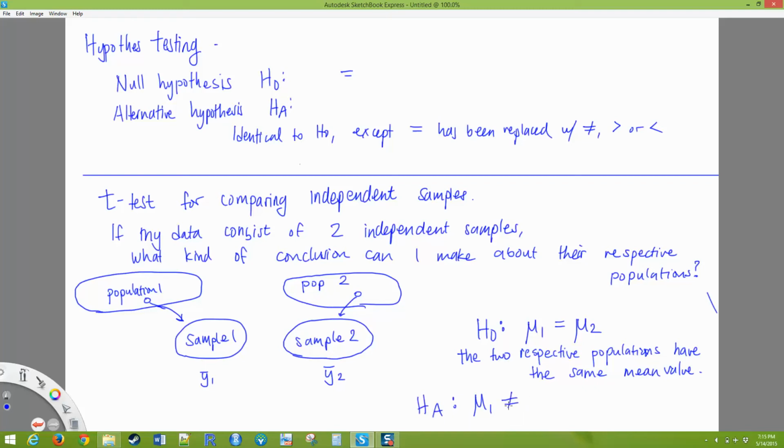Now, we can use the not equal sign here, or depending on your situation or your research question, you might choose to use a greater than or a less than sign. But this is the general idea that we have going into a t-test for comparing independent samples.